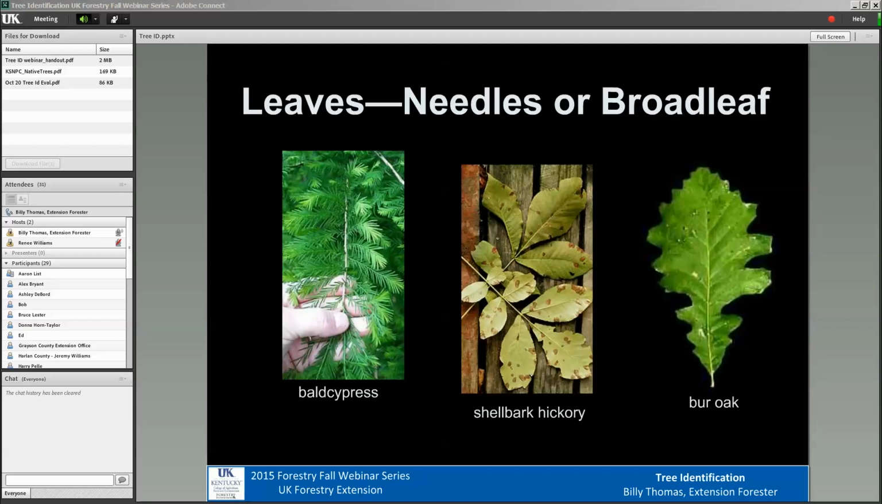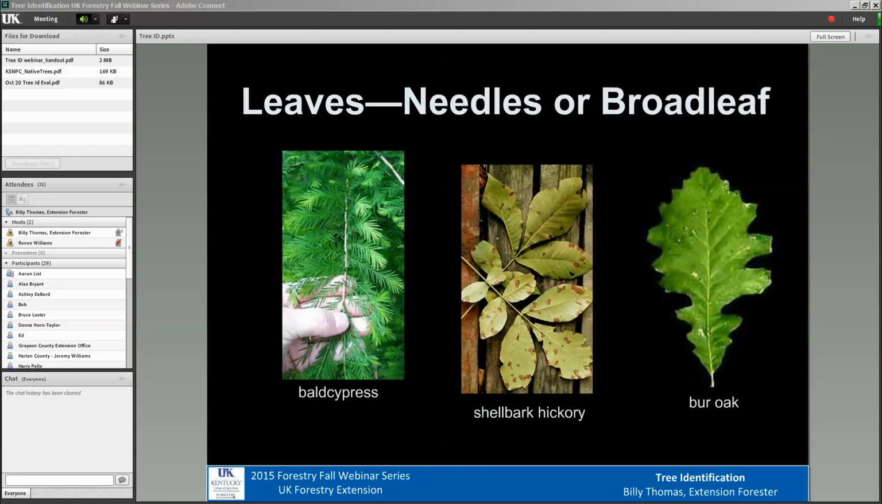So let's talk for a few minutes about the different types of leaves we see on trees. Now, believe it or not, pine trees and those that have needles, those are really a type of leaf. It's just a different type of leaf than we often think of. On the far left here, we have the bald cypress. This is a relatively unique species in terms of number of relatives that it has.